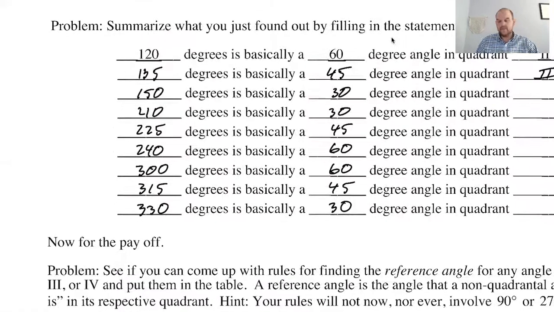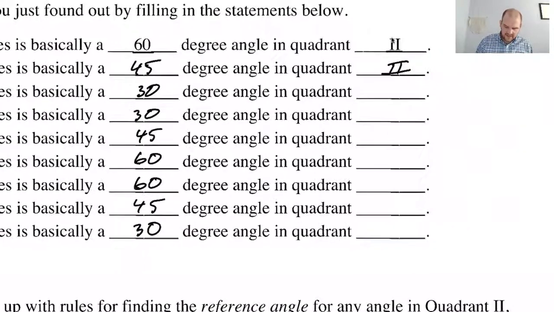Okay, so in the second quadrant you're always short of 180, right? So 120 is 60 degrees short of 180. In the third quadrant, you're always over 180 by a certain amount, right? So 225 is 45 degrees more than 180. In the fourth quadrant, you're always short of 360. So 330 is 30 degrees short of 360. So the reference angle is 30. So we need to kind of work that out.